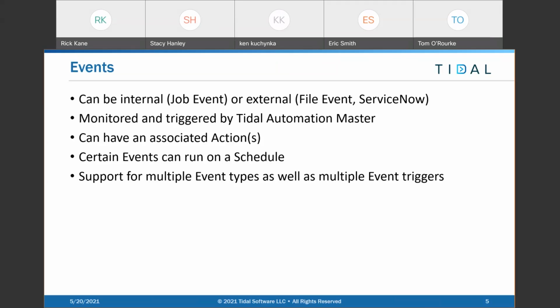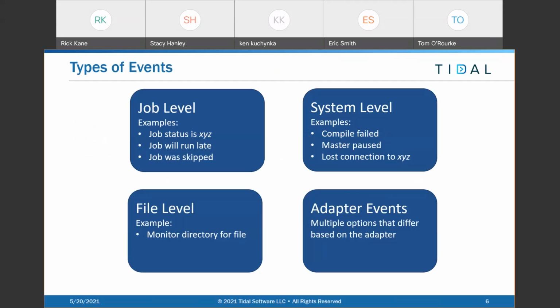So what exactly do we mean by that? What do we mean by multiple event types and multiple event triggers? As far as the multiple event types go, we actually have several different options. Some of the more common ones being used are job events, system level events, and then file events and adapter events. A job level event may be a job executing and completing with a particular status, or a job that's going to run late, or perhaps it's going to get skipped, or it may even be running longer than its estimated duration has shown.